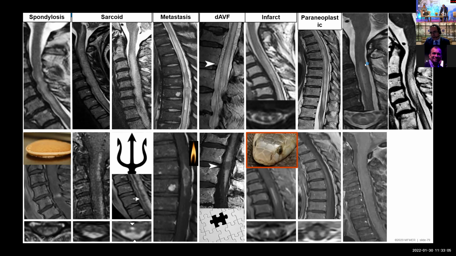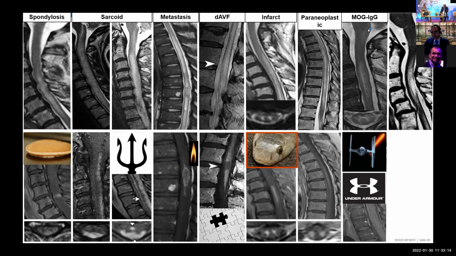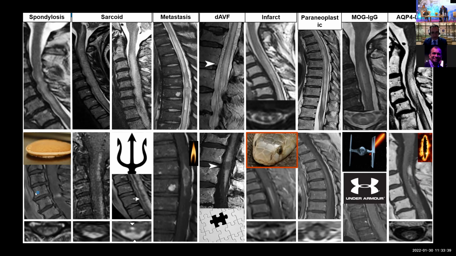And then here we have a long lesion with this H sign involving the gray matter and not much enhancement on the postgadolinium. And this was MOG antibody-associated disease, the TIE fighter or under armor sign. And then finally, we have the aquaporin 4 antibody case here, where we see a long lesion with the bright spotty area in the middle. There was a slight clue on the T2 weighted image. And then we can see this elongated ring of enhancement suggestive of the Eye of Sauron, and this was aquaporin 4.